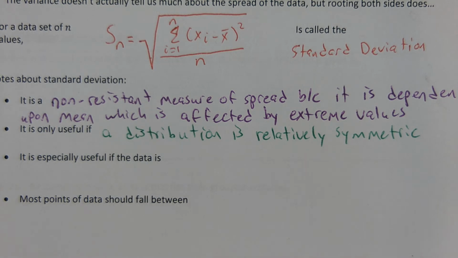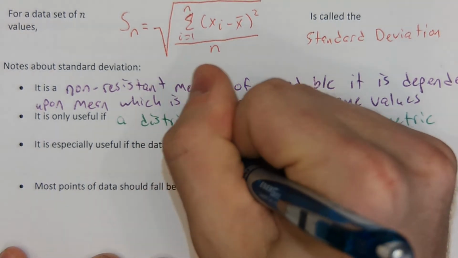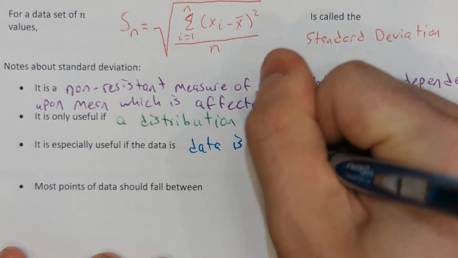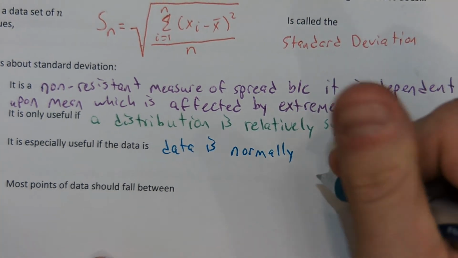Now, standard deviation is especially useful if the data is, wait for it, symmetric, right? Normally distributed. So, what color do I want to use? Blue. Blue feels good. Especially useful if data is normally distributed. That means fits a bell curve very well, which is symmetric.